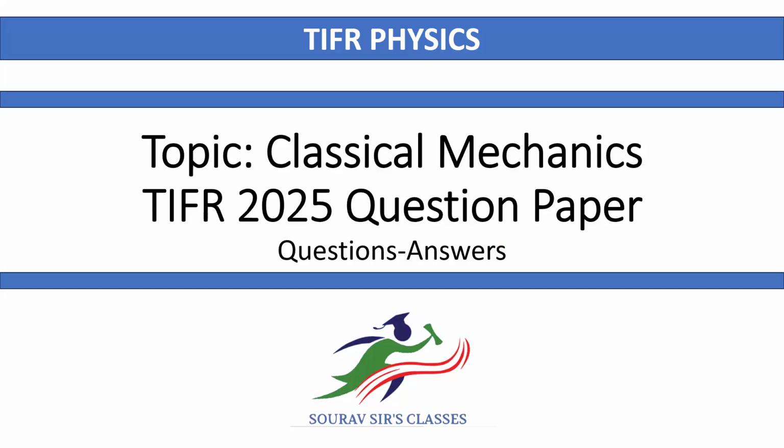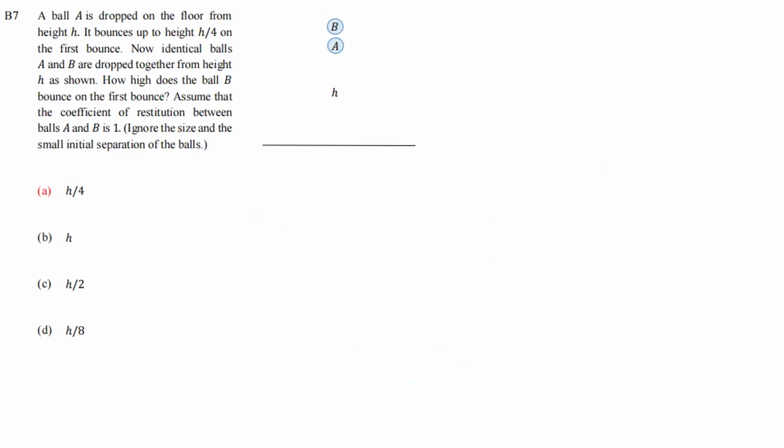Let's solve one problem from classical mechanics of the TIFR 2025 question paper. The problem states that a ball A is dropped on the floor from the height h. It bounces up to the height h by 4 on the first bounce. Now identical balls A and B are dropped together from the height h as shown.